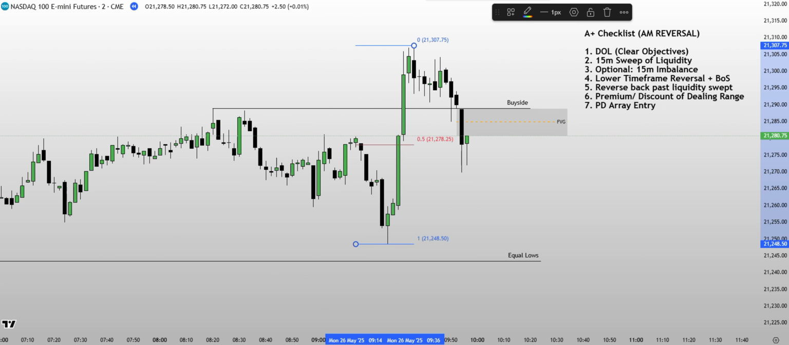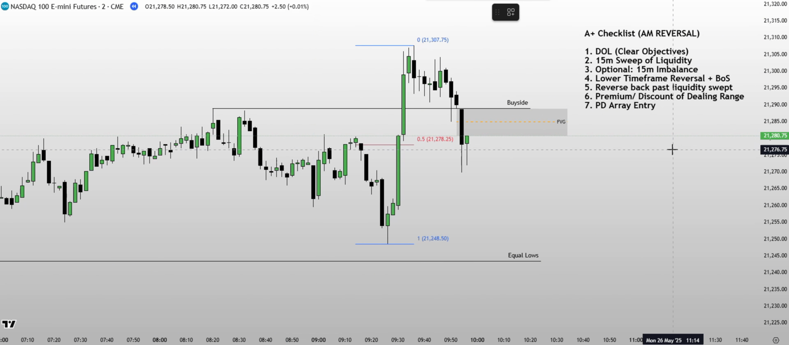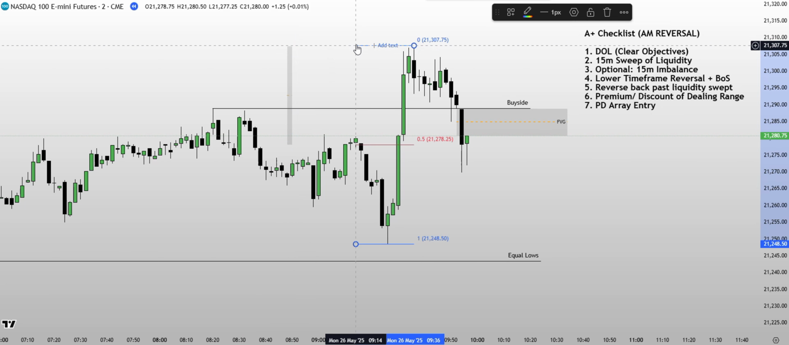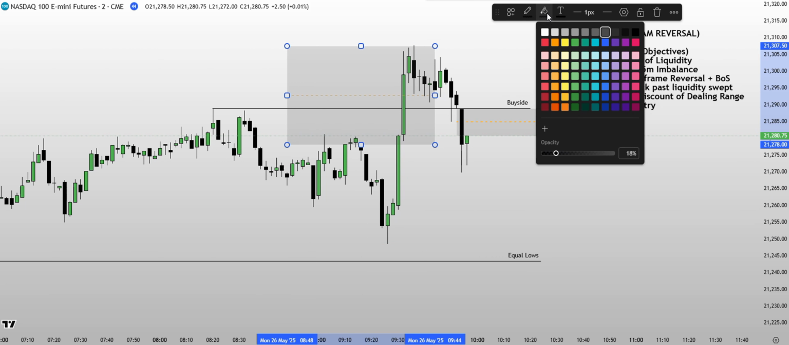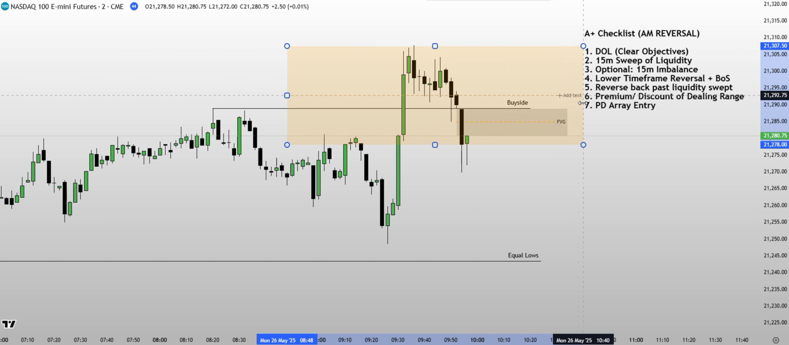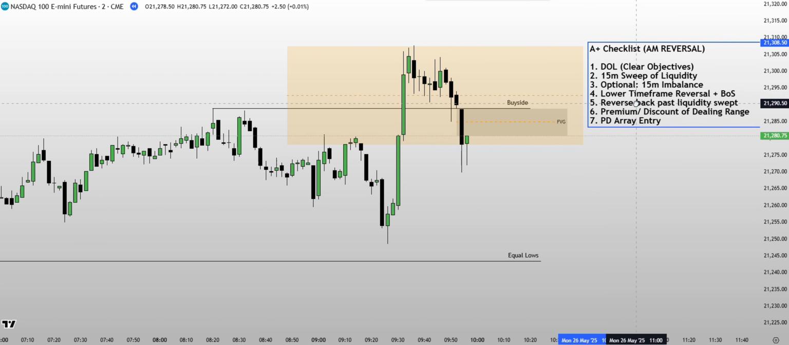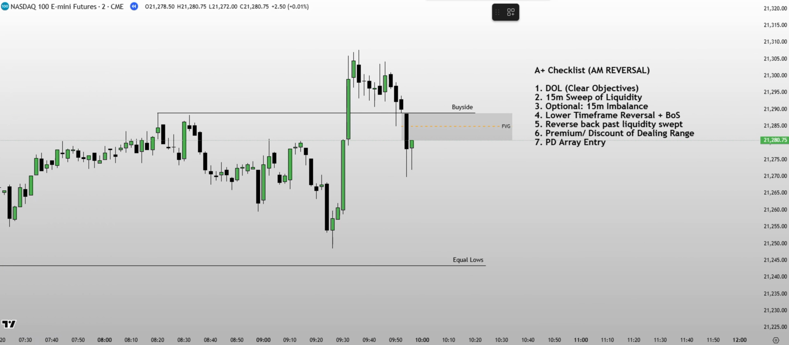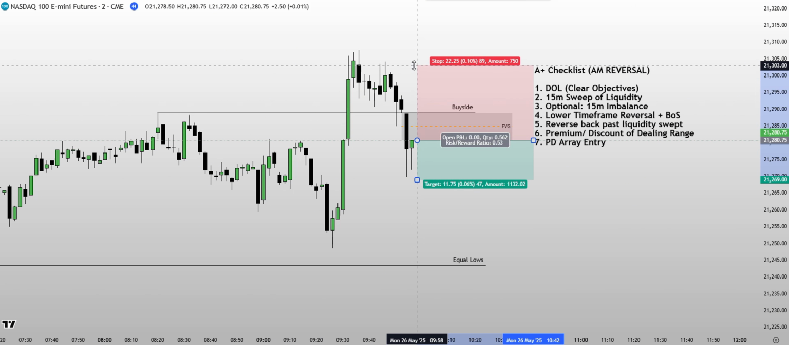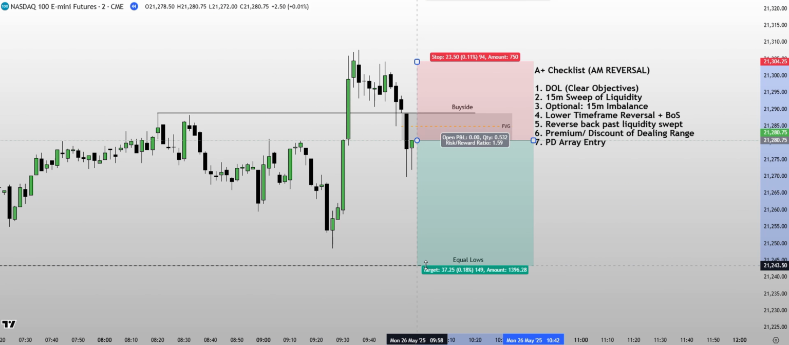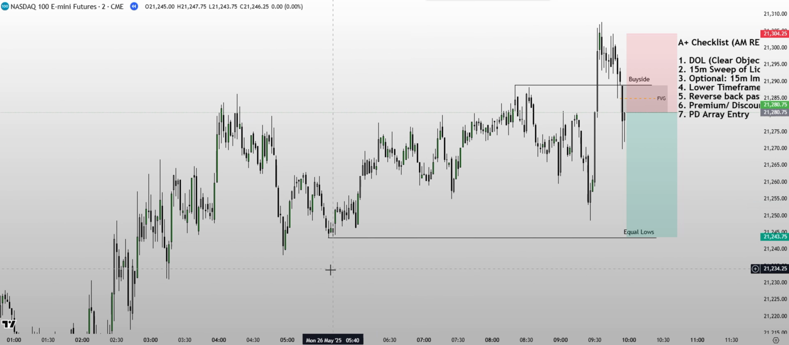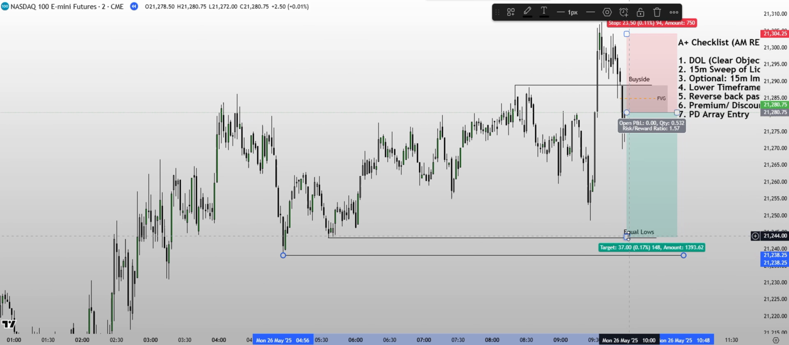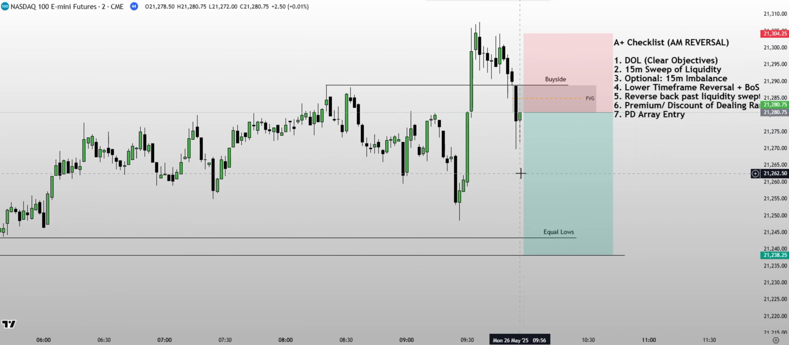So we'll remove that. What I'll do is I will put this box right here. So there we are, like that. This is the premium of the dealing range. And as you can see, we are still in it. This is the premium of that dealing range. We're in it. So this is valid. So what I would do is enter off of this retest of this gap and target the equal lows. You have those that you can target, and you have these lows as well that can be targeted. So clear objectives to the downside that I would utilize to target.